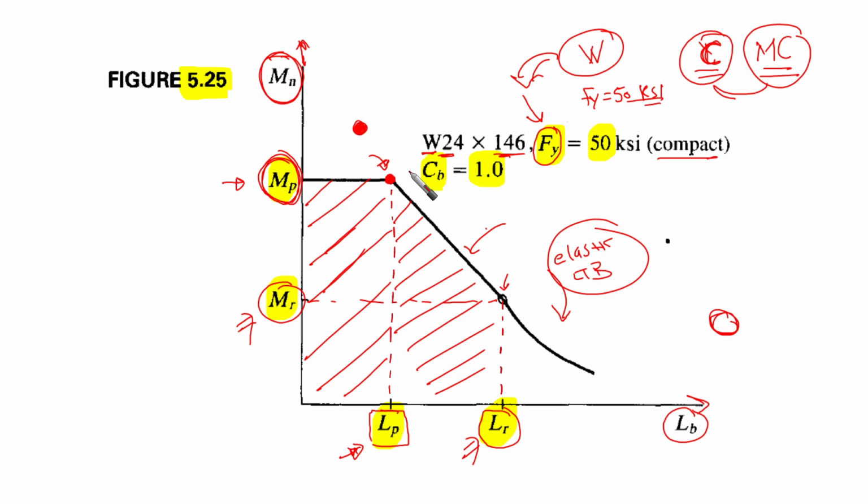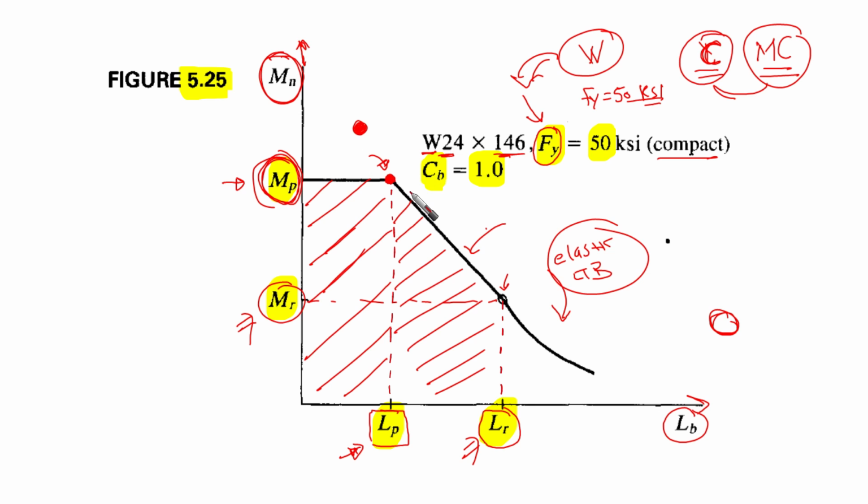And this is for compact. Of course, we are talking about compact because we have the horizontal line here. It is in plastic. If we were having non-compact, then the horizontal line should not be here, and it's going to be somewhere here, and it represents the flange local buckling, not the plastic moment or plastic flexure moment of the section. So this is only some hints about what we are going to see on the charts.